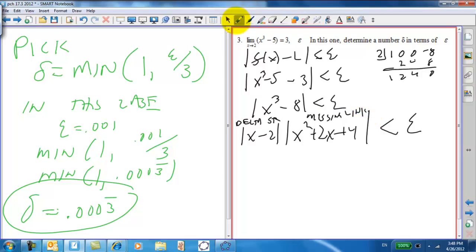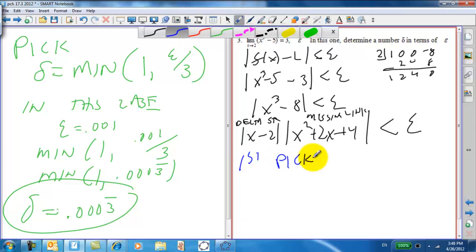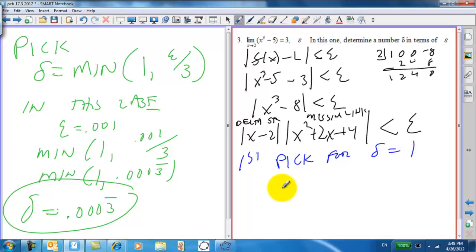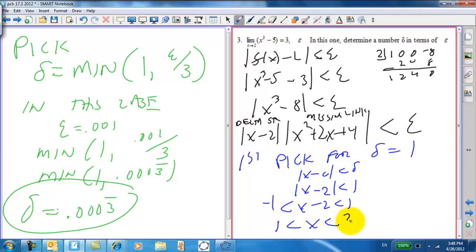And again, we start out with our first pick for delta. In this case, you just always pick 1. It works out pretty well. So the absolute value of x minus c is less than delta. Absolute value of x minus 2 is less than 1. X minus 2 is between 1 and negative 1. Add 2 to all three parts. 1 is less than x is less than 3.